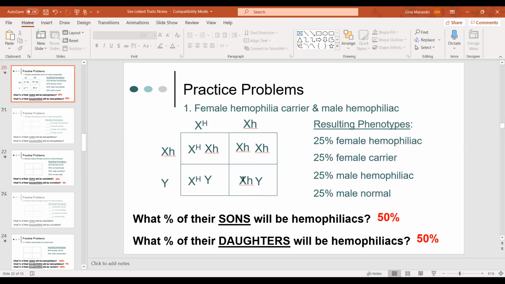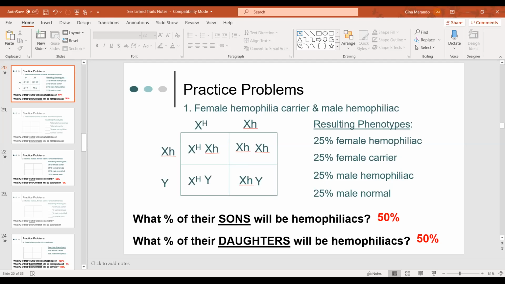The males in the bottom here, the male on the left is going to have the healthy, normal, dominant allele. So he's totally normal, no problems with hemophilia, blood clots normal. The male on the right is going to show hemophilia. Remember, no carriers in males. They either are normal or they show a recessive X-linked trait. So when you break down all of the possible resulting phenotypes, it's a 25% chance female hemophiliac, 25% chance female carrier, 25% chance male hemophiliac, and 25% male normal.